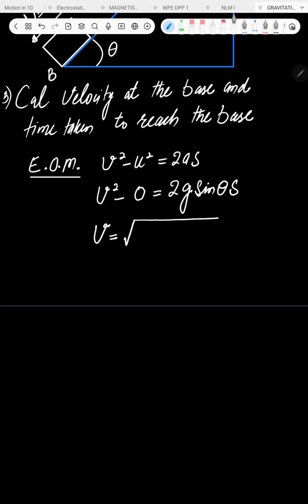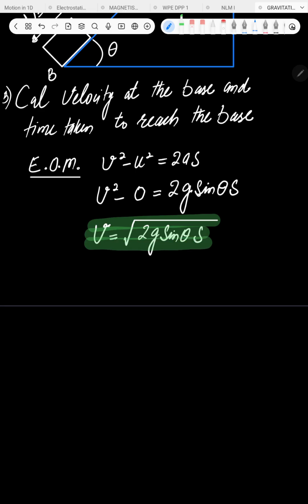It will be equal to 2g times the square root of twice g sin theta multiplied by s. So this is another important result for us: the velocity of the block at the base of the inclined plane will be something like this. Okay, and we are also supposed to calculate the time taken to reach the base. We are done with the velocity at the base, and next we have to calculate the time taken by this block to reach the base.